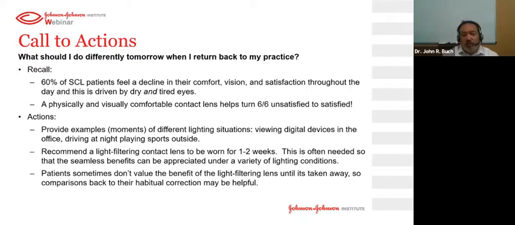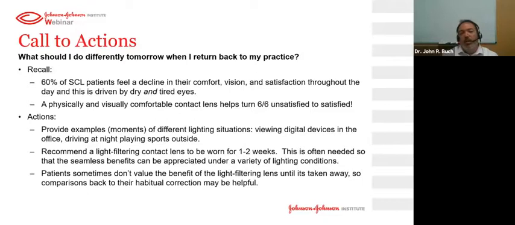So for actions, simply don't ask your patients whether or not they're light sensitive. You get a very poor response doing it that way. If you just ask that question, about a third of patients will say, yeah, I'm light sensitive. But if you ask them, are there moments during your day where you're bothered by bright light, or where light is bothersome to you, such as viewing digital devices, driving at night, or playing sports, then you're getting a lot closer to 65 to 70% saying, yeah, I'm bothered by that situation. Okay, so obviously we would recommend a light filtering contact lens to be worn.